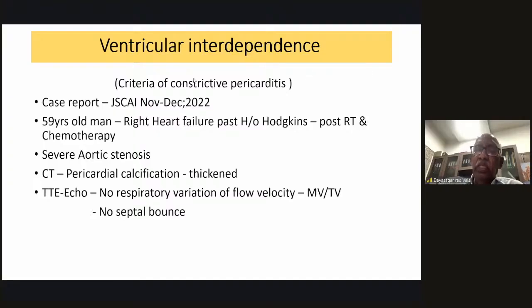And the TTE, transthoracic echo, revealed no respiratory variation of the flow velocity across the mitral valve, across the tricuspid valve, and no septal bounce. So they thought it was probably only thickened pericardium, but not causing any restriction to the filling. Can I have the next slide?